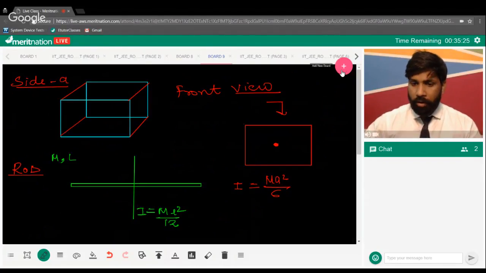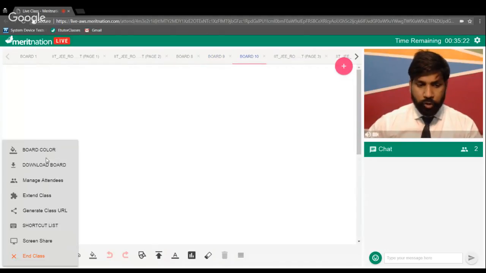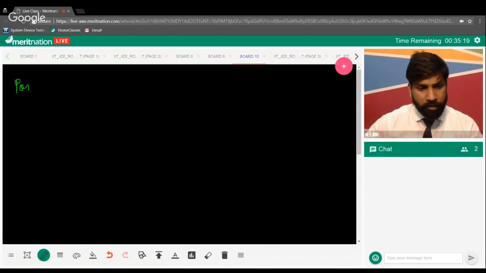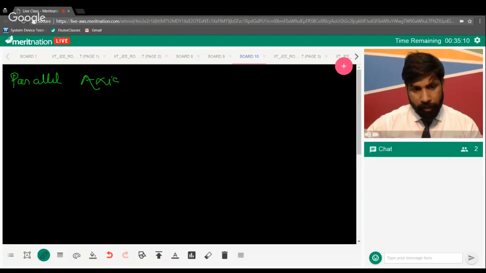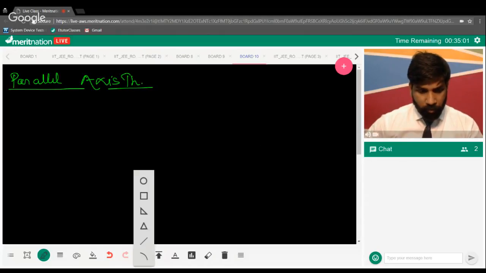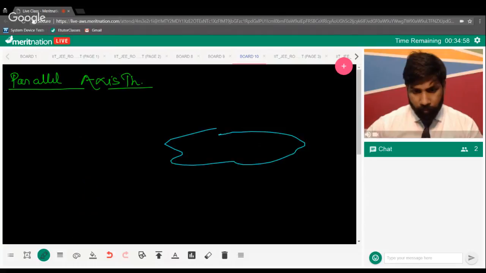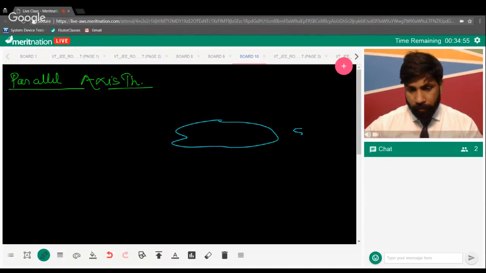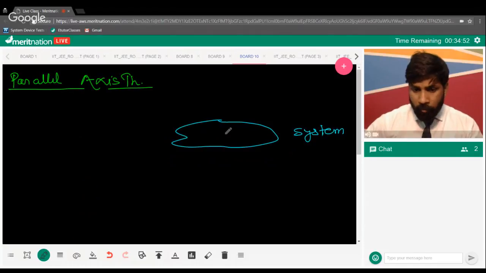So now move on to the next part, that is the parallel axis theorem. So students, let me give you an idea about the parallel axis theorem so that we can discuss our question. Parallel axis theorem. Let us assume that this is a system. And suppose the center of mass of the system is here, lying at this point P. And this one is the axis which is passing through the center of mass of this system.